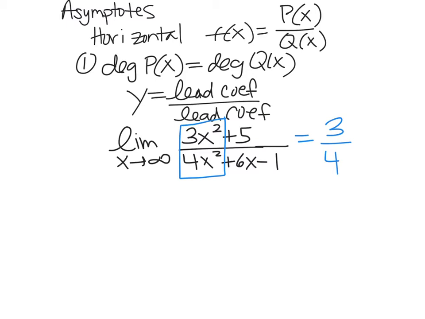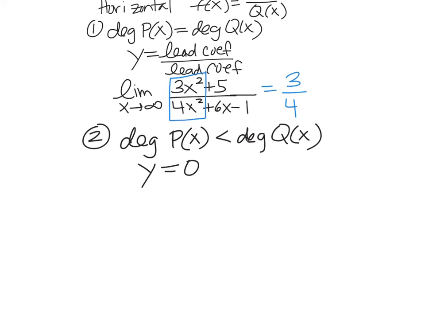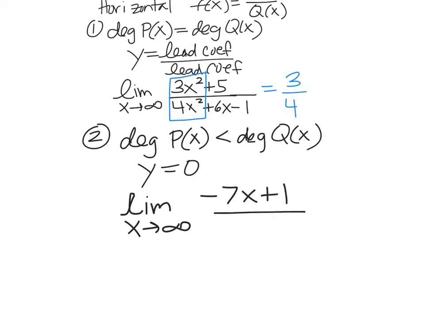Okay, number 2. What if the degree of p of x is less than the degree of q of x? So p of x is smaller and q of x is bigger, then your asymptote is y equals 0. That's your asymptote. An example of that would be the limit, and this is for x goes to infinity or negative infinity, as x goes to infinity of negative 7x plus 1 over x squared minus 5.